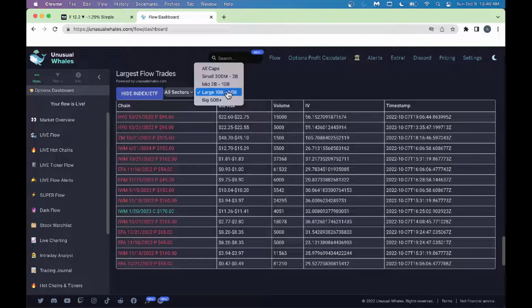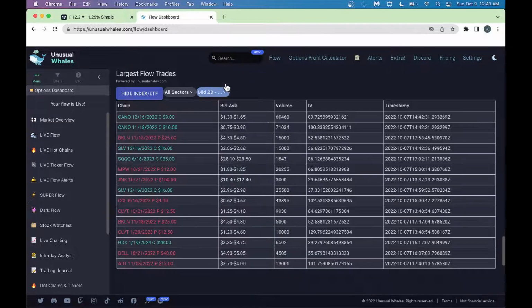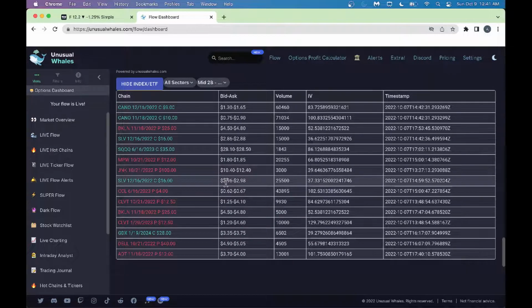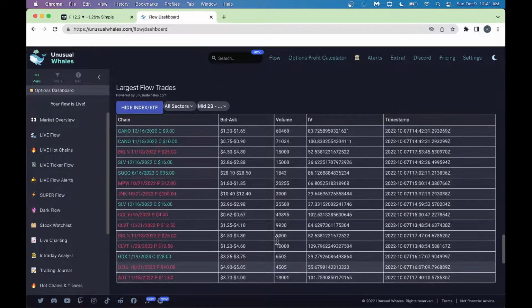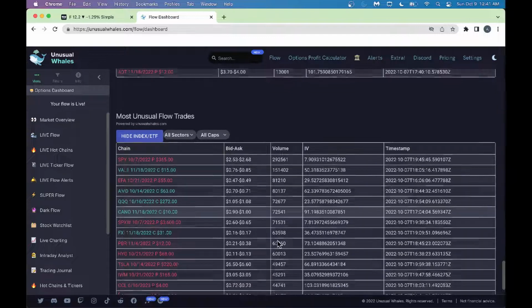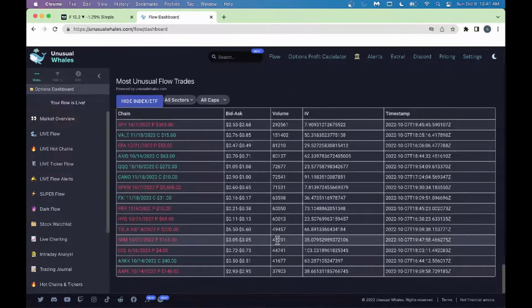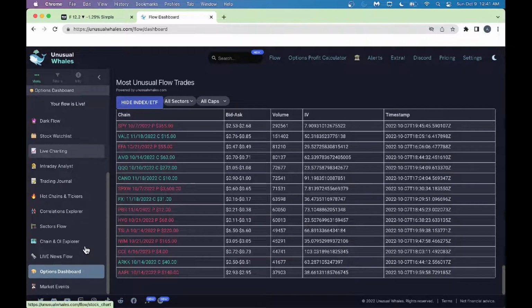And you could go into, say, mid cap. You'll get some mid cap names here. We could do a little more research. These are the active largest floor trades, as you can see here. Unusual floor trades and so on and so forth here. I think we are right here.